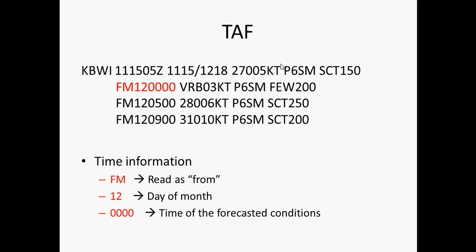The first piece of information is the time information. FM, capital FM, you should read that as from. So from this time information, this will be the forecast. So again, the next two digits are the day of the month, and the next four are the time. So this is from the 12th day of the month at 0000 Zulu, which is midnight Universal Coordinated Time.